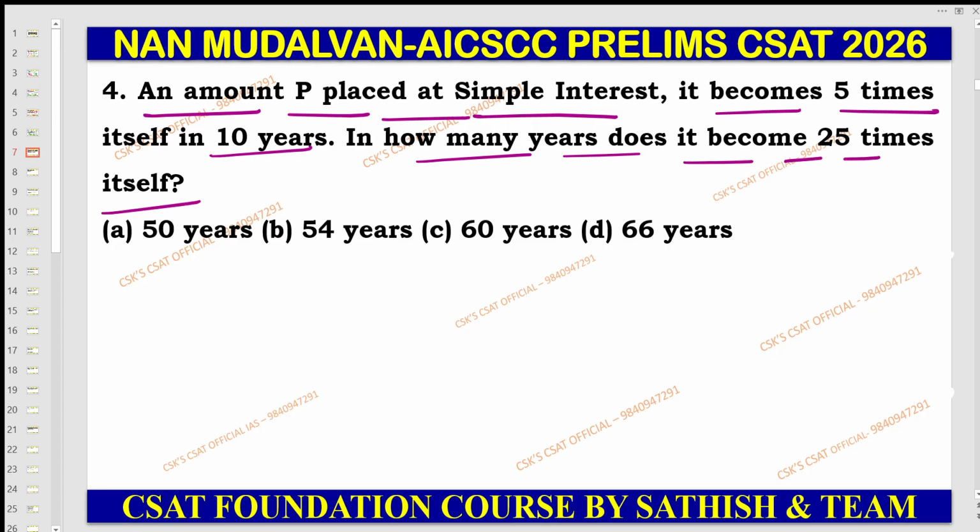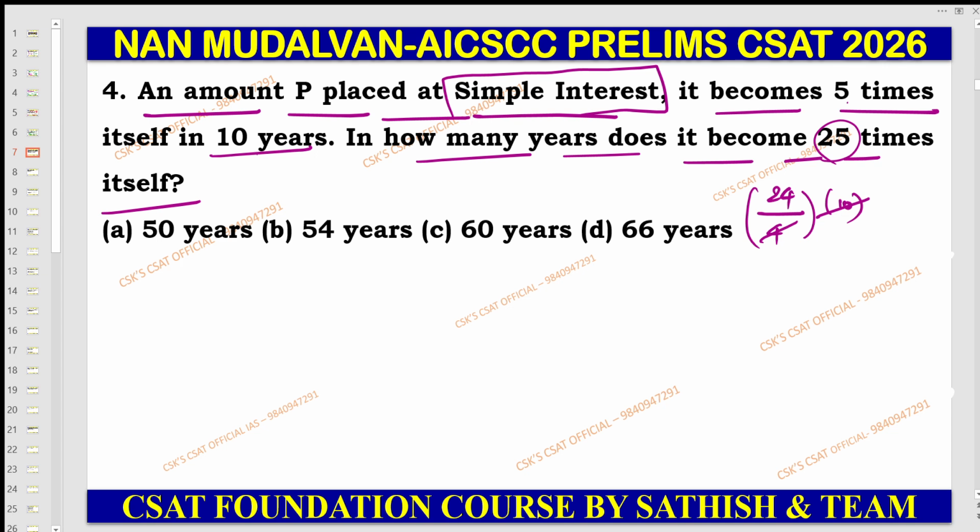One thing when you are solving this kind of question, you have to note a few terms in the question. What is the term here? The first thing here is simple interest. This model comes in compound interest as well as simple interest. If I see this kind of question, simple interest, 5 times in 10 years, then how many years does it become 25 times? Simply I will do: here 25, reduce 1; here 5, reduce 1; multiply with 10. That's it.